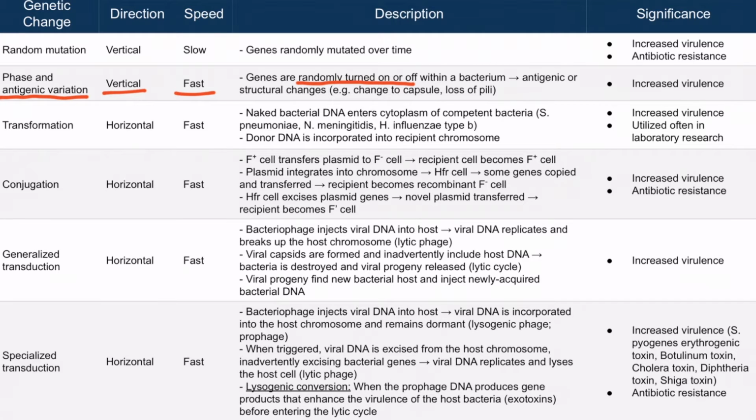This random alteration can change the antigenic structure of the bacteria, which can help it evade the immune system, or it can change the structure of the bacteria. For example, by changing the capsule or adding or taking away a capsule or losing pili. And of course, these changes are significant because they can increase the virulence of the bacteria.